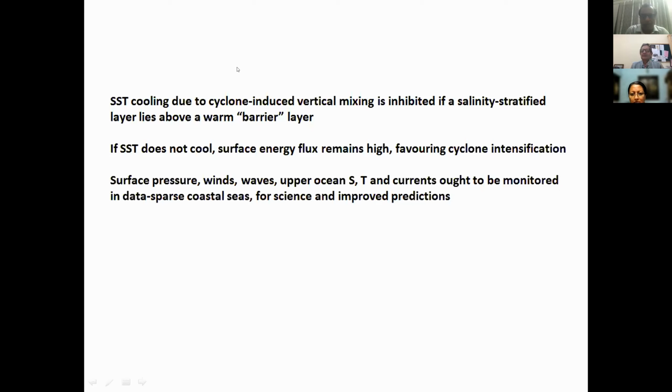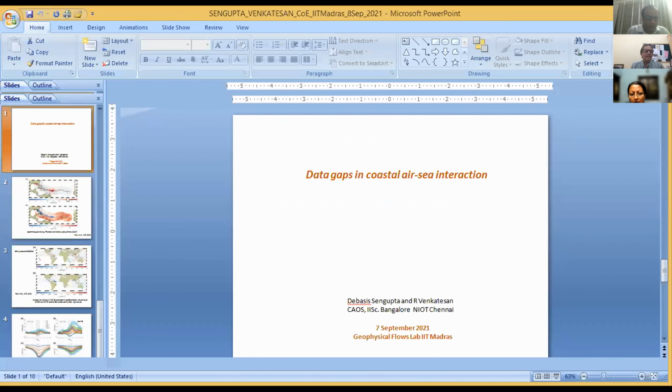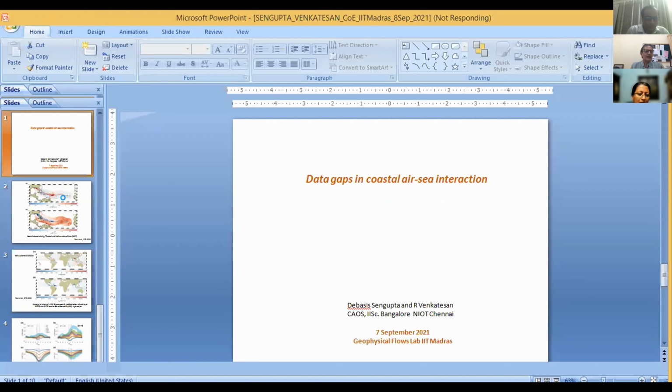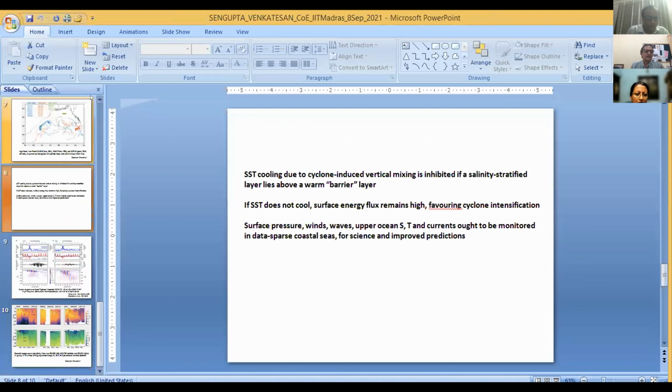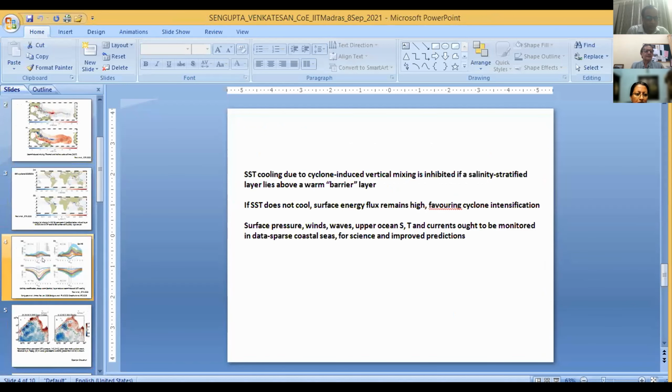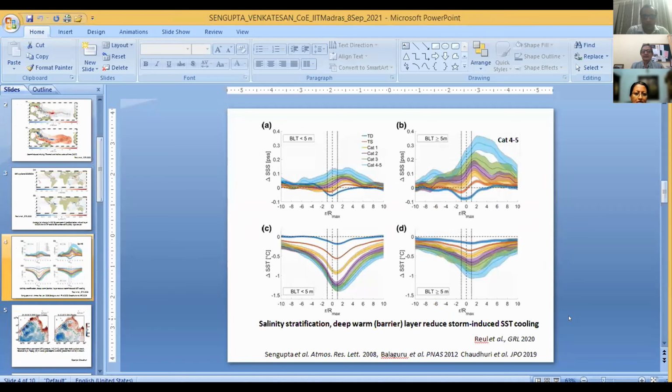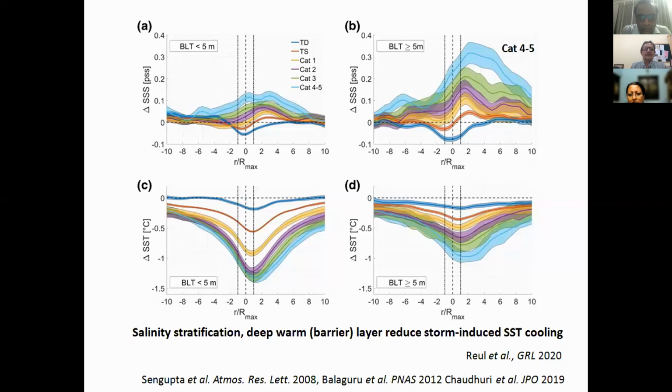Yeah, just give me a moment. Yeah, the 4th slide. The 4th. Is this the one? Yeah, that is the one. So you are shown that if the barrier layer thickness is low, the SS variation is less, and temperature is higher. That's right. Yeah, the temperature cooling is larger in the absence of a barrier layer.